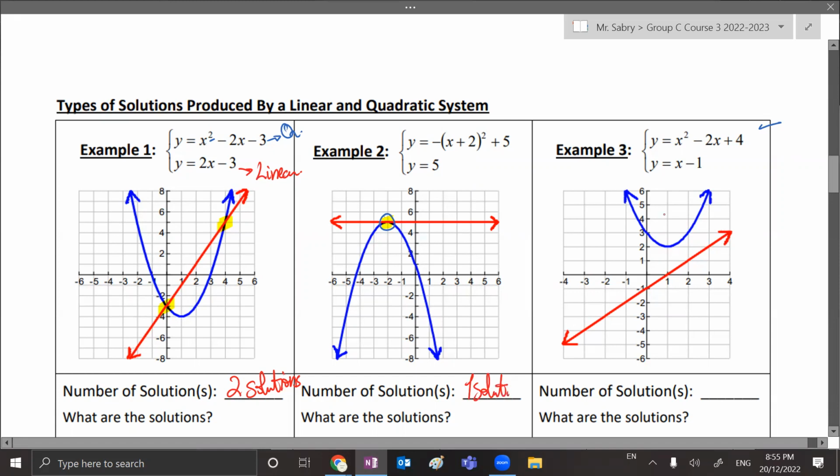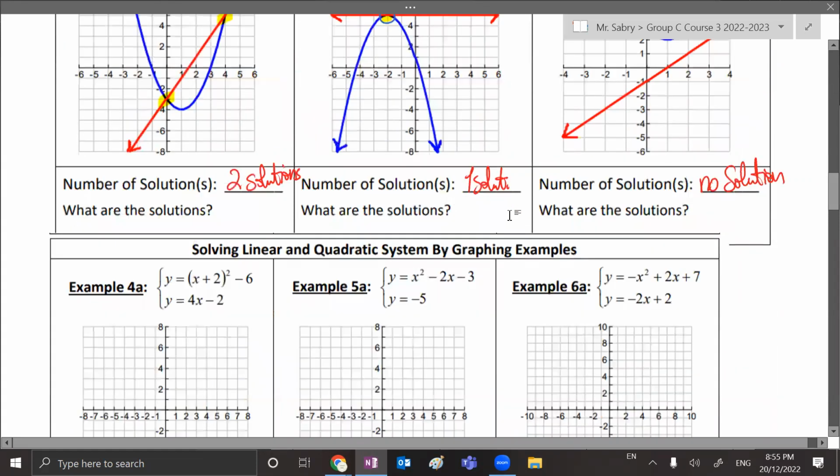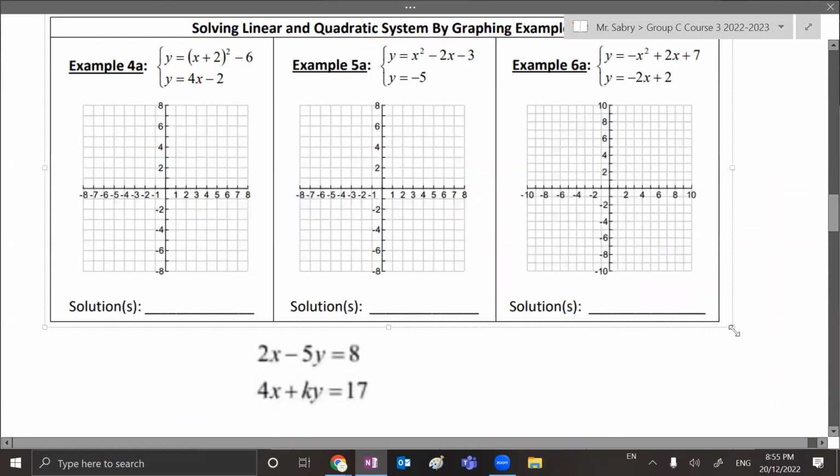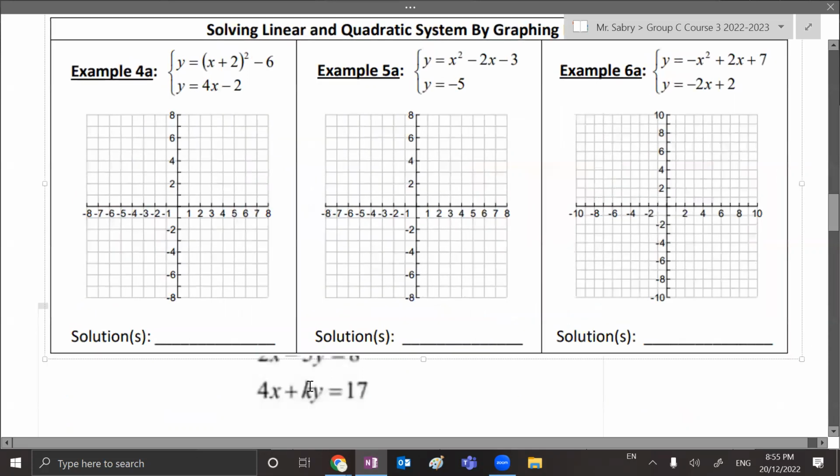And there's a case where they would not intersect at all. So the number of solutions here is no solution, or 0 solutions. No solution. So these are the 3 possible cases. How do we actually solve a system of linear equations and quadratic equations at the same time? Here's how.